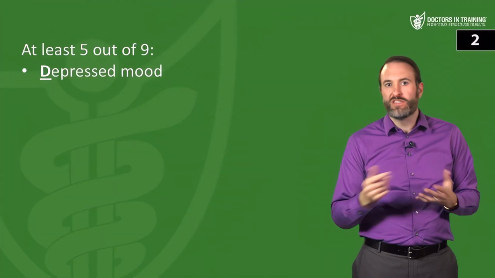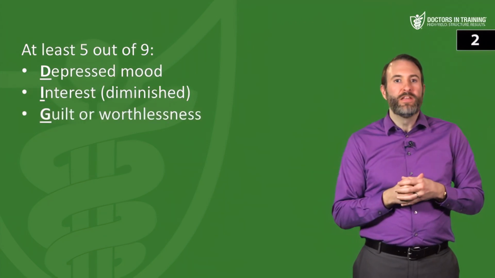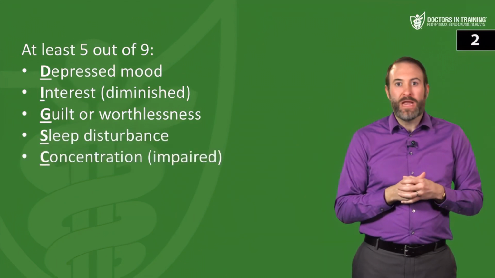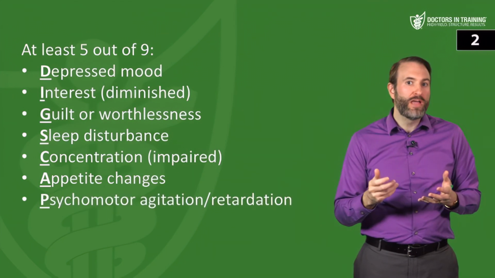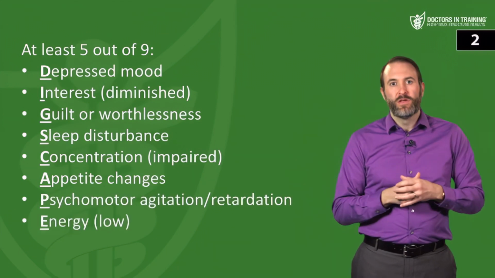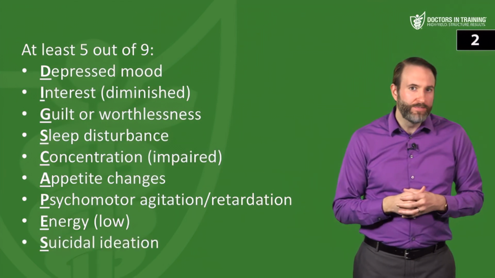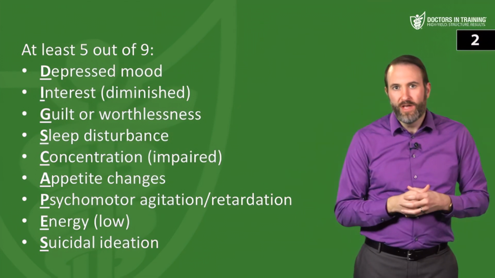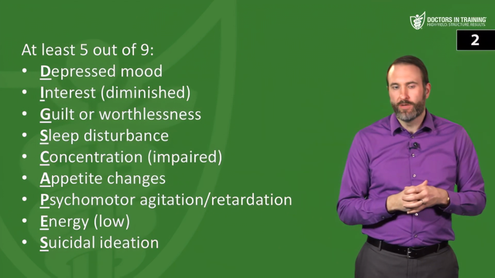So D is for depressed mood, also diminished interest, so anhedonia, feelings of guilt or worthlessness, sleep disturbance, impaired concentration, appetite changes, psychomotor agitation or retardation, loss of energy, so fatigue, suicidal ideation. So you have to have 5 of those for at least 2 weeks, and one of the symptoms must include either a depressed mood or anhedonia.